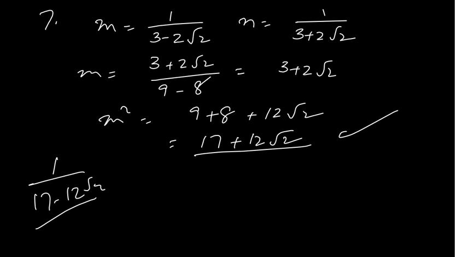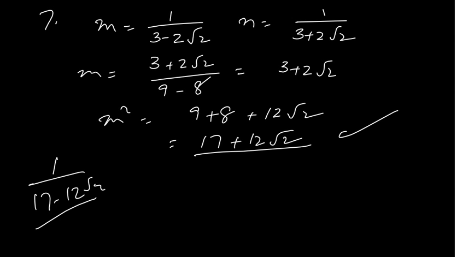Okay, so n square is similar: 17 minus 12 root 2. Correct. And mn is easiest: 1. It's correct, because 1 by 1 you will get 1. Okay. What's the next question?